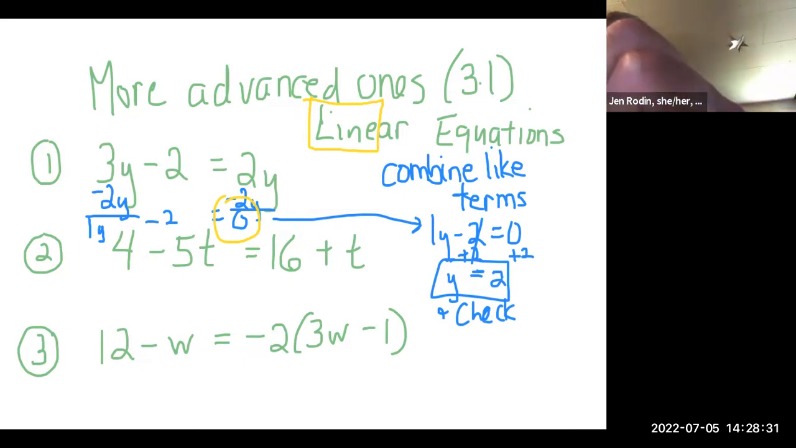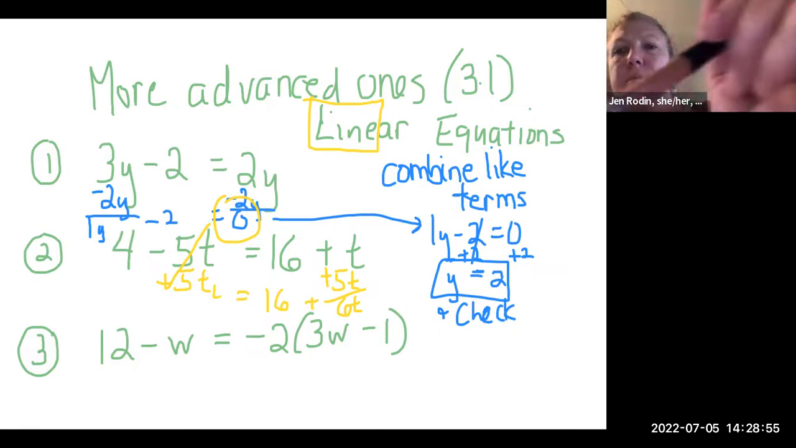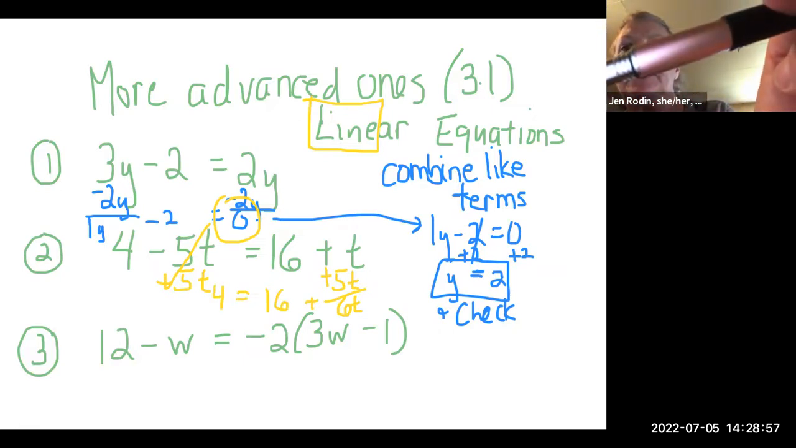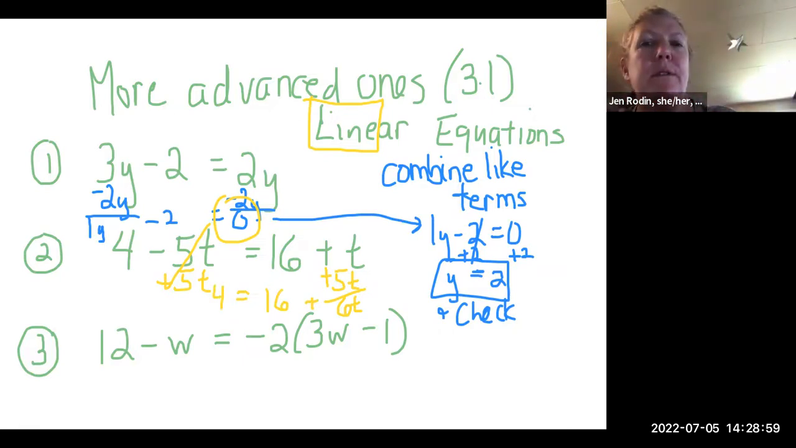So this one, along the same lines, I would move 5t, whoops, not 15. I would move 5t over to the right. So if I add it to both sides, this will 0 out. And that will be 6t plus 16 equals 4.